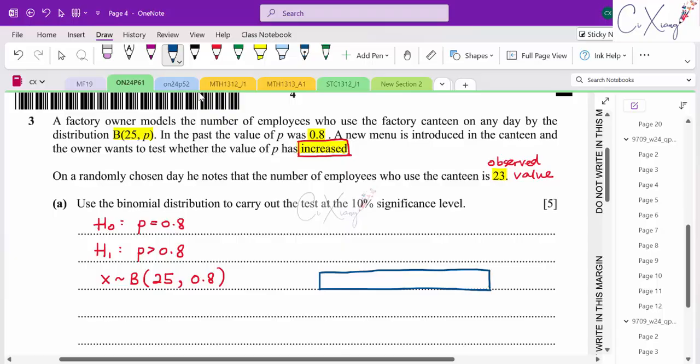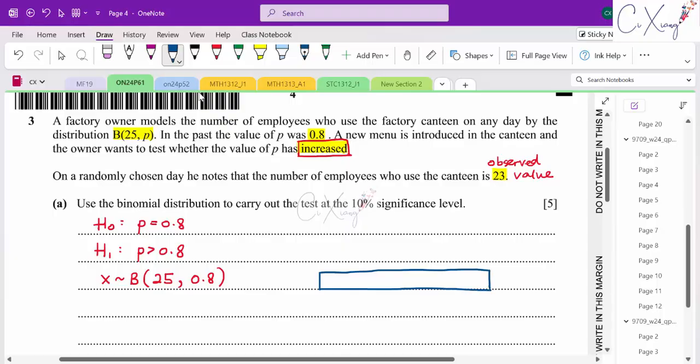Of course, this particular diagram is not a valid diagram. It is just for a better understanding when you want to carry out the test. It is not a valid diagram, so please don't show this in the solution of your real exam. But for understanding purposes, I think it is still quite useful.